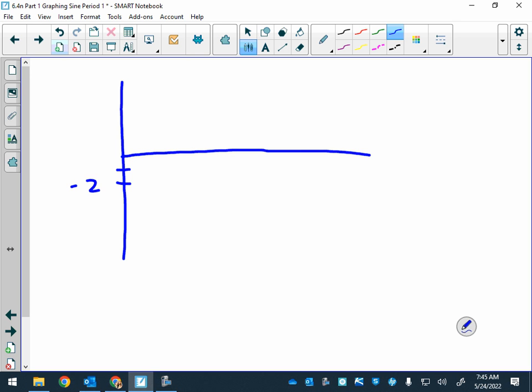here is -2, which is my midline. Then my amplitude was 3, so from your midline you count 1, 2, 3 above, and then 1, 2, 3 below. Okay, so your graph has to fit between 1 and -5. Since the period is 2 pi, when we divide by 4, you have those even increments. So this is pi over 2, pi, 3 pi over 2.